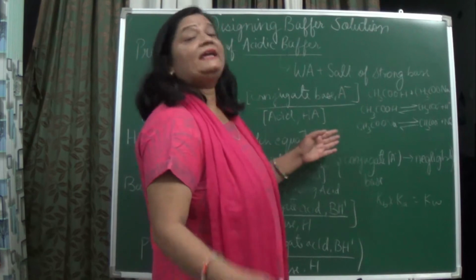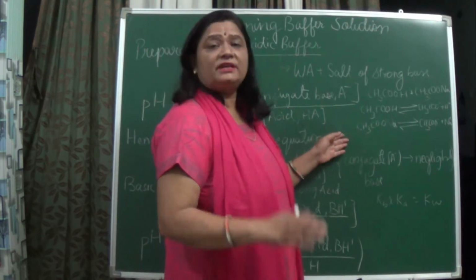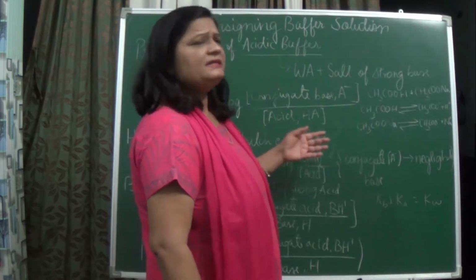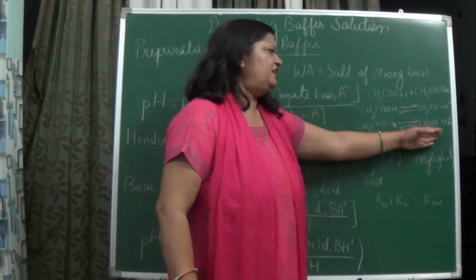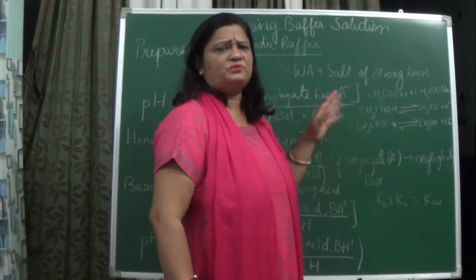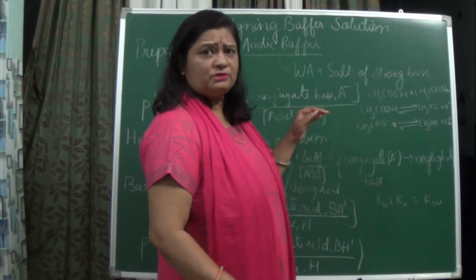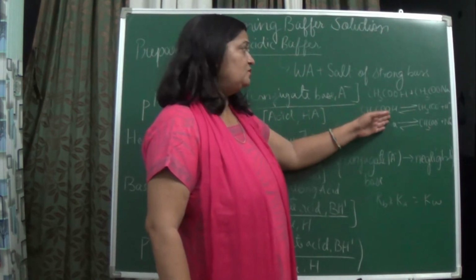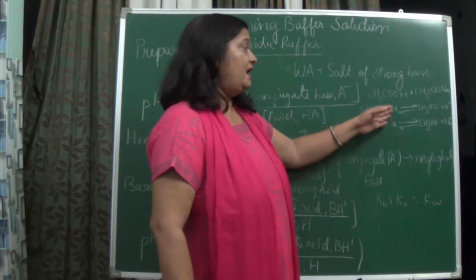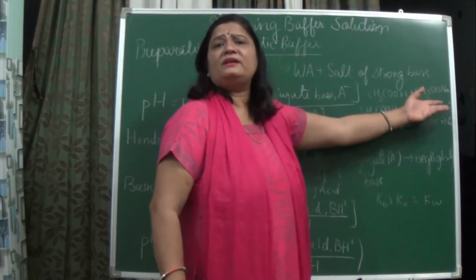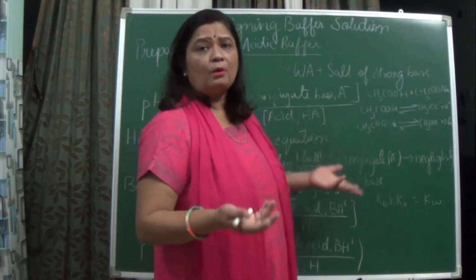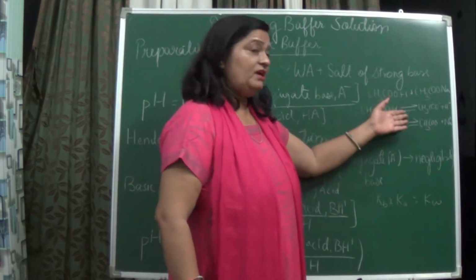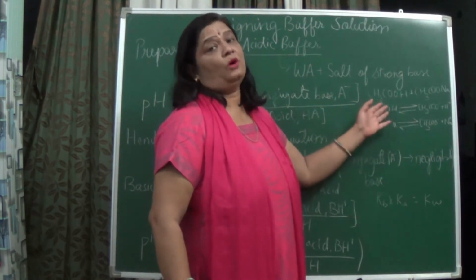And suppose we add a base to it, like NaOH. It will dissociate into Na plus and OH minus ions. Now this Na plus can combine with CH3COO minus to form CH3COONa. But what happens to the OH minus? It can react with the CH3COOH which is also present there, to form CH3COO minus plus H2O. Naturally the pH is not changing. So there is no change in pH even though we add a small amount of acid or base to it.